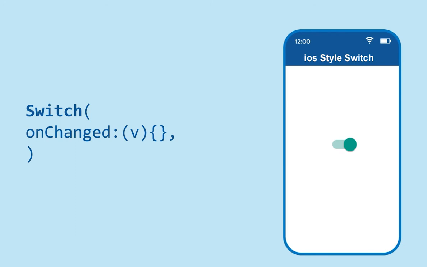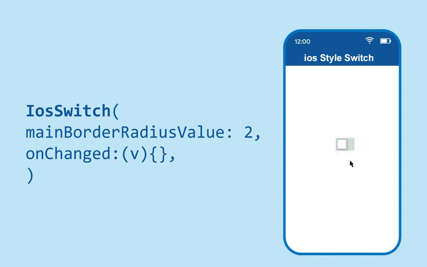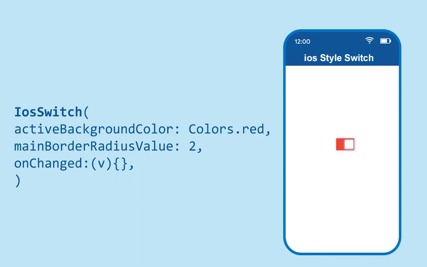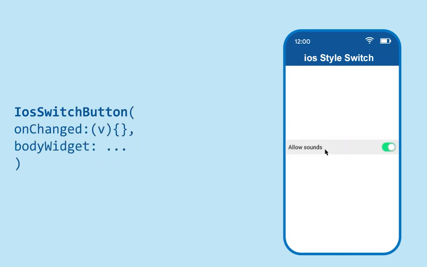You may need to use a switch or toggle in your app, but it's not cool and it's not iOS friendly. Use iOS Switch instead. It's ready to use. We can specify border radius and color. If you want to use it as a list button, you simply use iOS Switch Button and you have it.